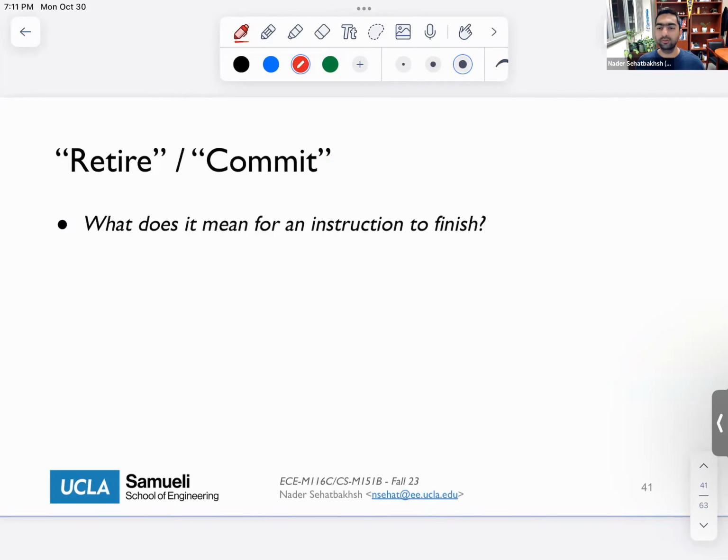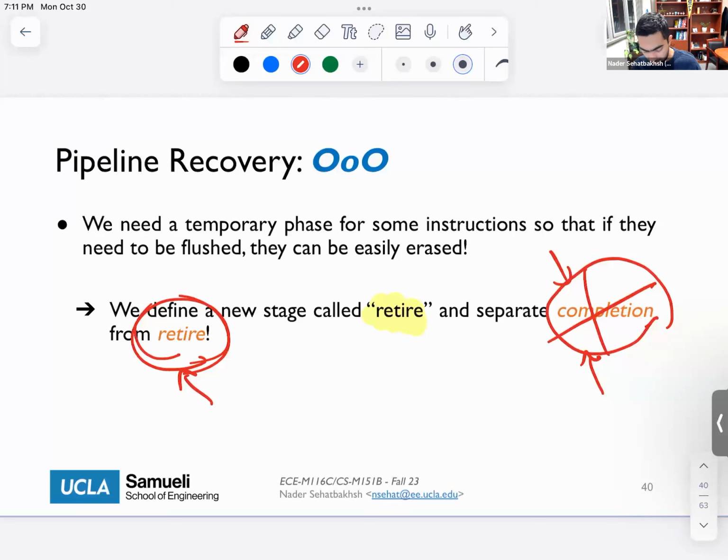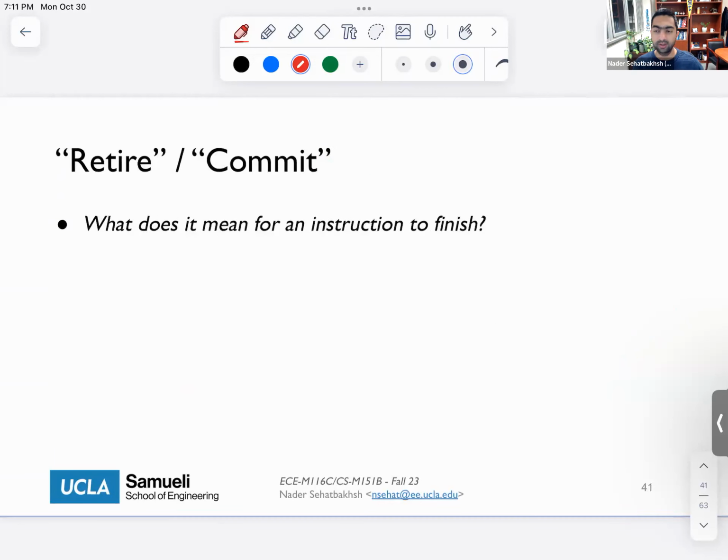So in order to understand what it means for an instruction to finish, and what it means to retire versus what it means to complete, we have to think about the life cycle of the instruction. If you remember, the life cycle of an instruction was like this: we fetch, decode, execute, and then we do memory and write back.